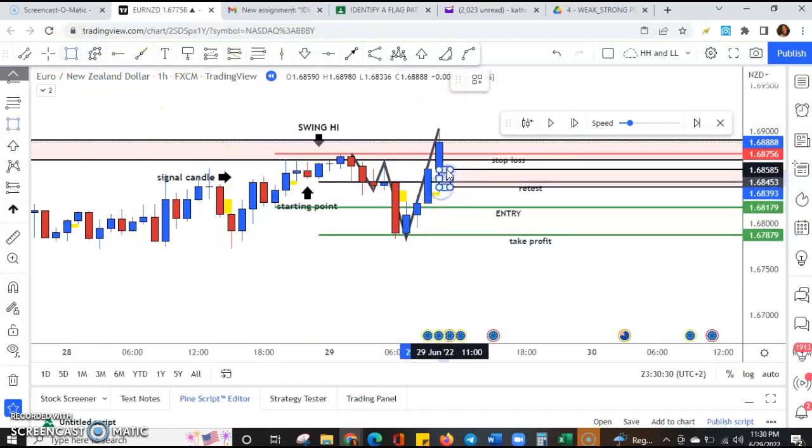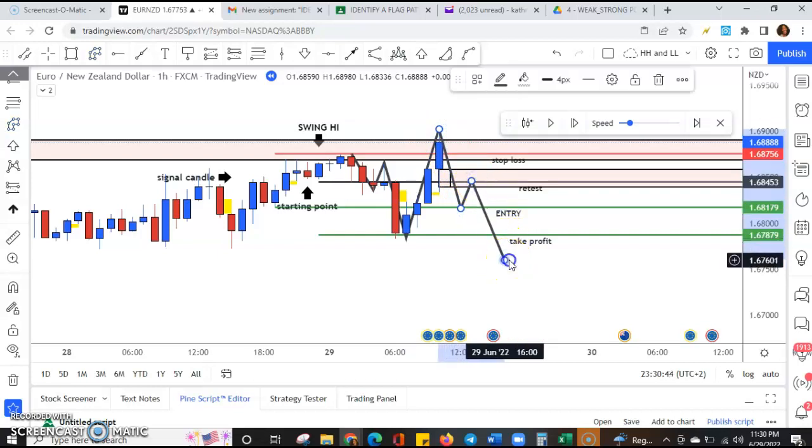Otherwise, I could have just dropped down. And what I want to see is that the sellers take control of this pullback by closing below that starting point, retesting, and then take the trade for the sell down. That's what I'm looking for.